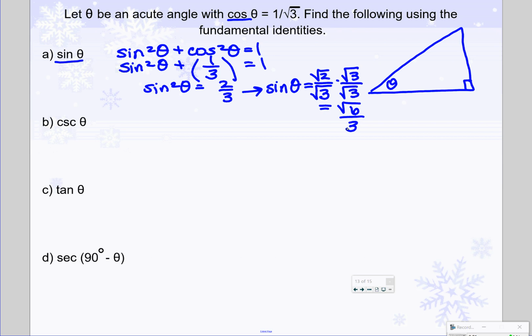Okay. So now I have cosine and sine. I want cosecant next. You can use either sine or cosine or both if you want to.